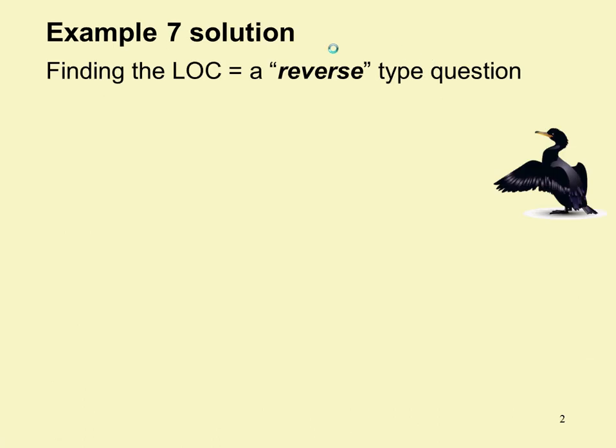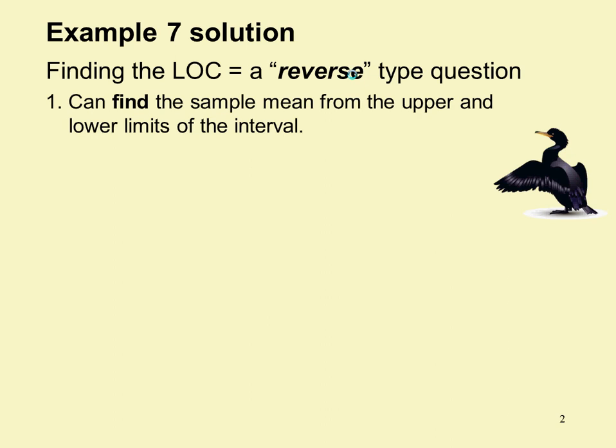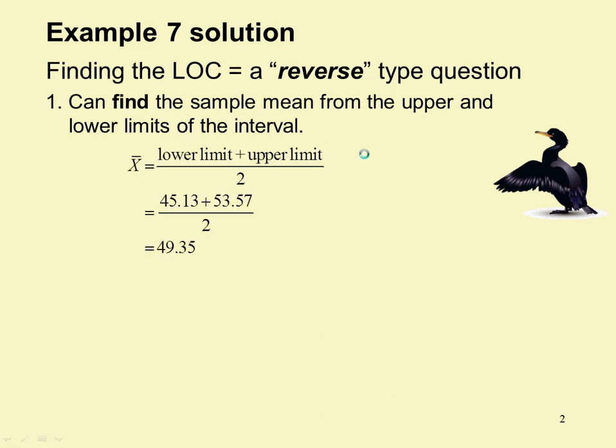So to find the level of confidence, what we can actually do is use the sample mean that was given in the question. Alternatively, in some questions you're not given the mean, so I've just put in an extra step here. Let's say we weren't told the mean. Well, we could actually find the sample mean using the upper and lower limits of the interval. The way you would do that would be to add the upper limit, 53.57, and the lower limit. If you add those two together and divide by 2, you get 49.35.